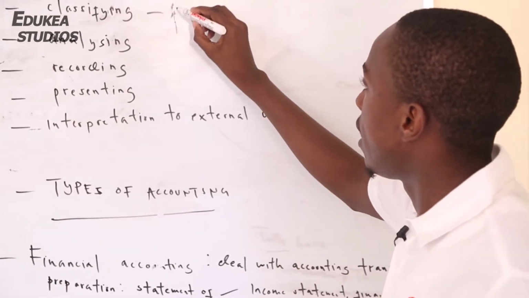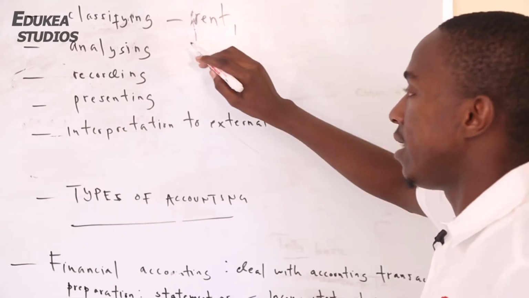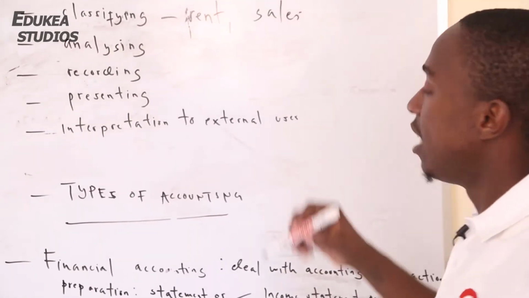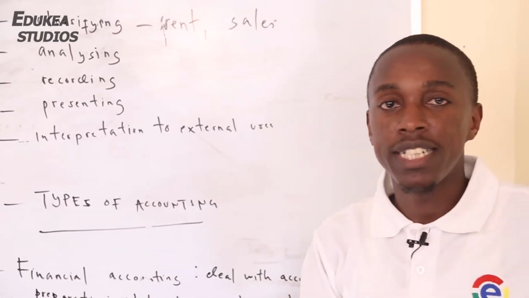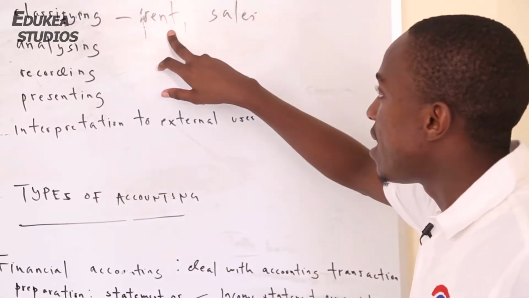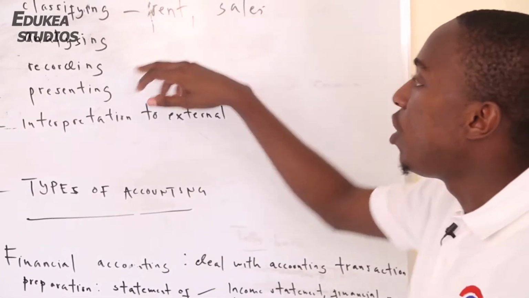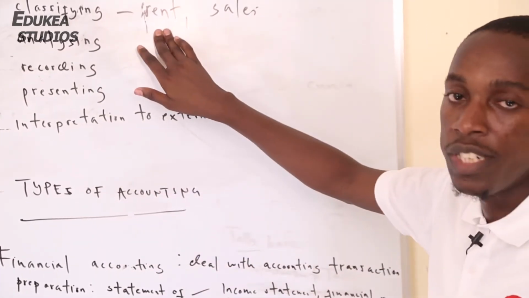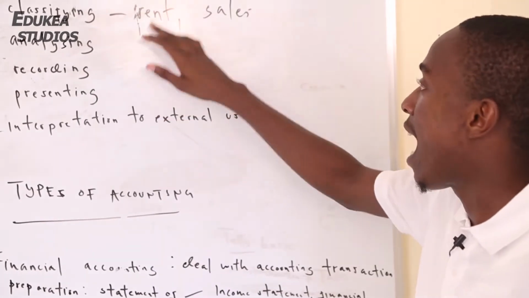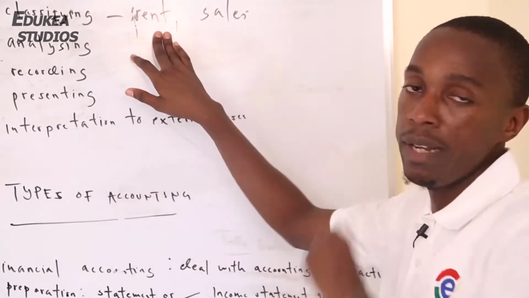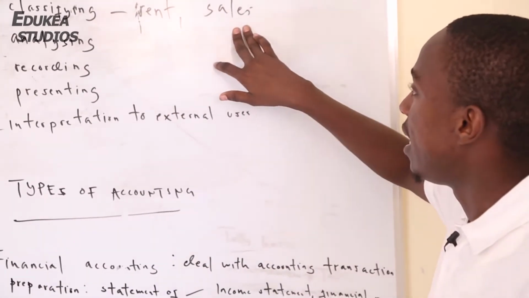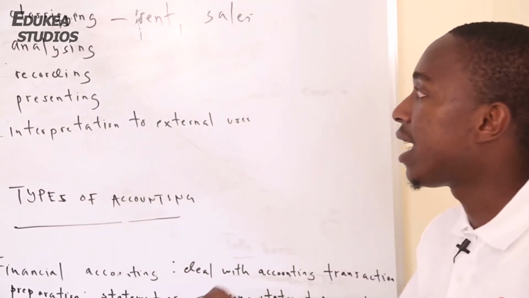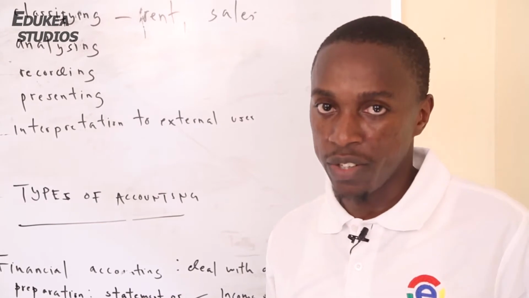Let's say we have rent. Let's say we have sales. We need to understand this rent as our transaction, and in which group of accounting it is going to fall, okay? Is it an expenditure or is it a revenue? Let's say I pay the rent, this is an expenditure. How about the sales? Is this an income, an expenditure, or an asset? So we need to classify our transactions, okay?